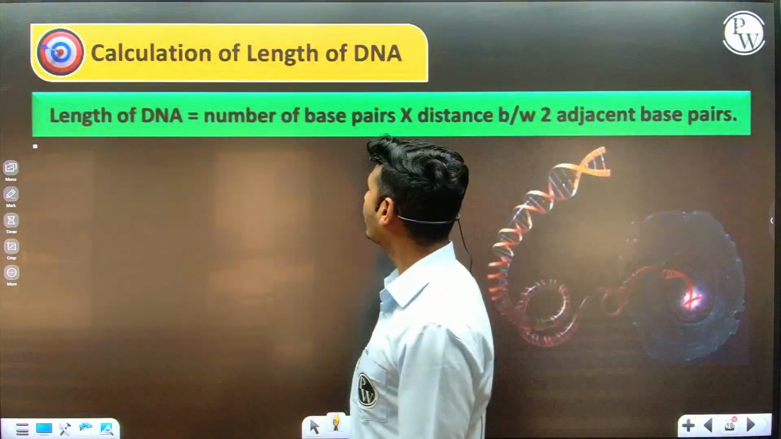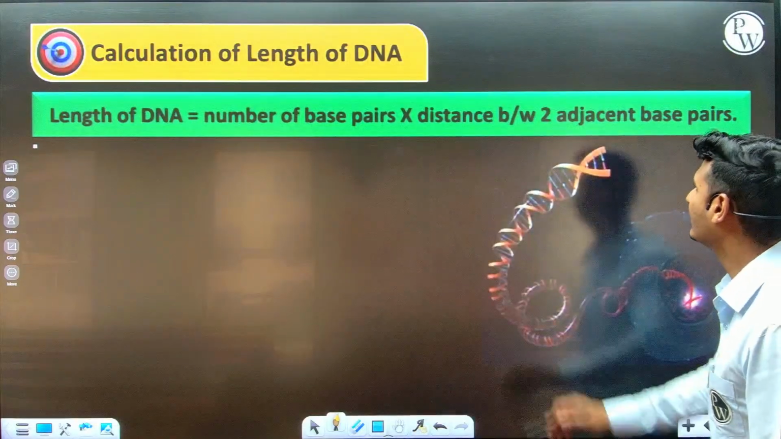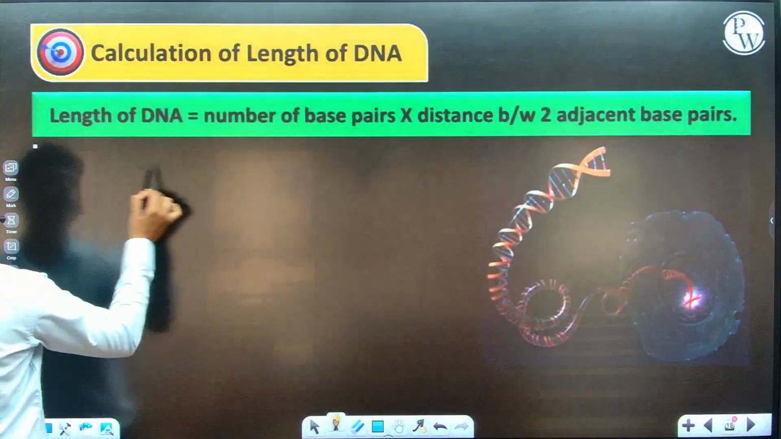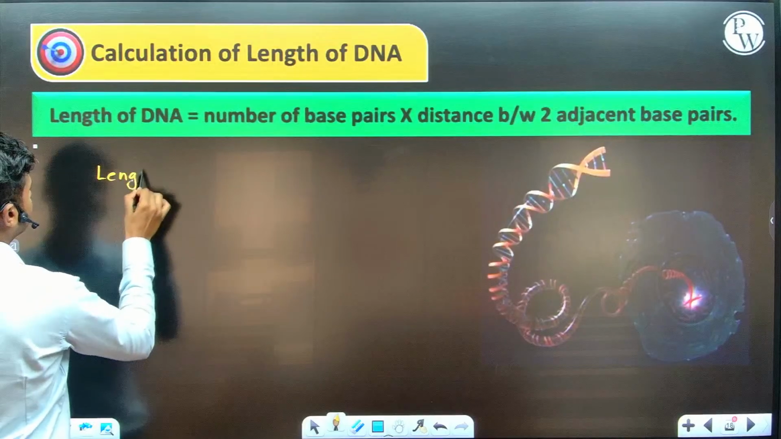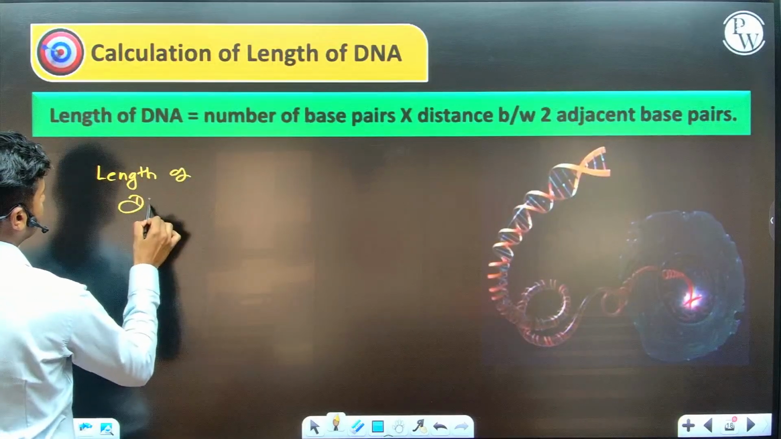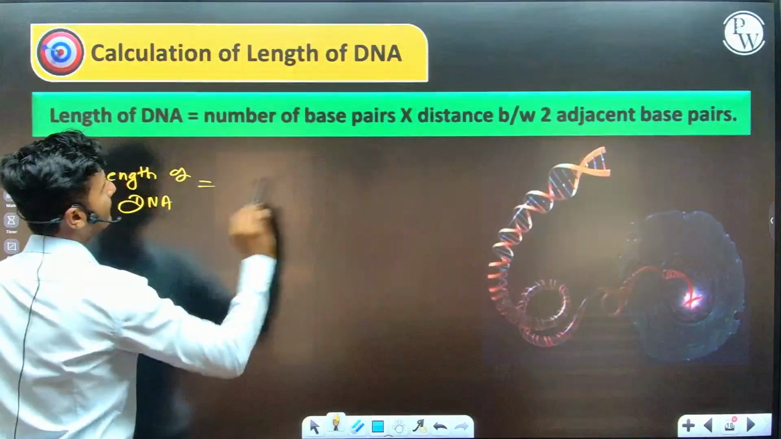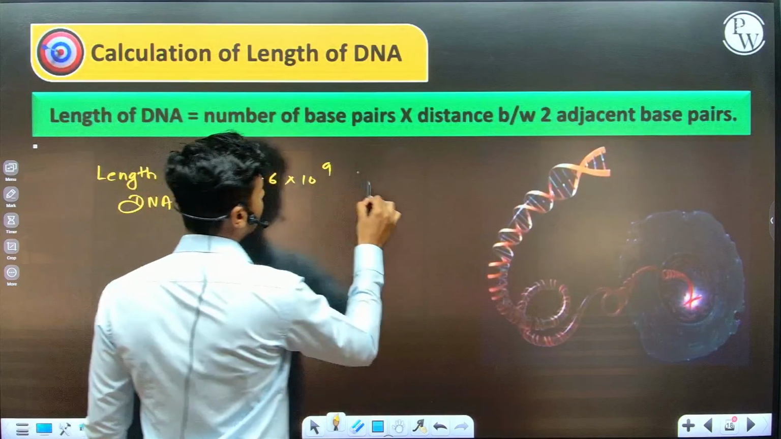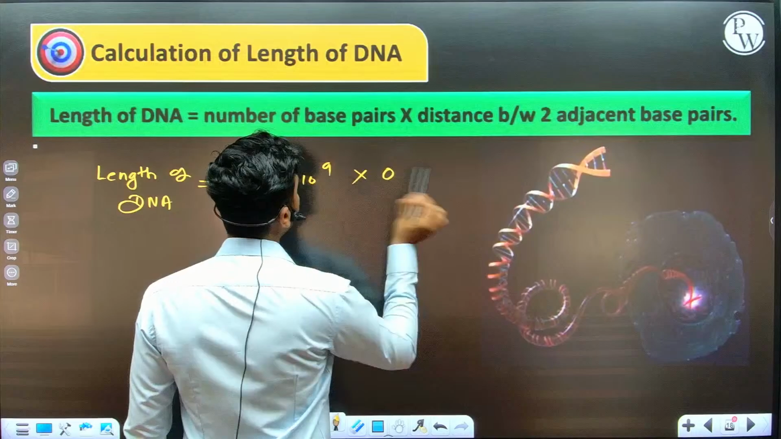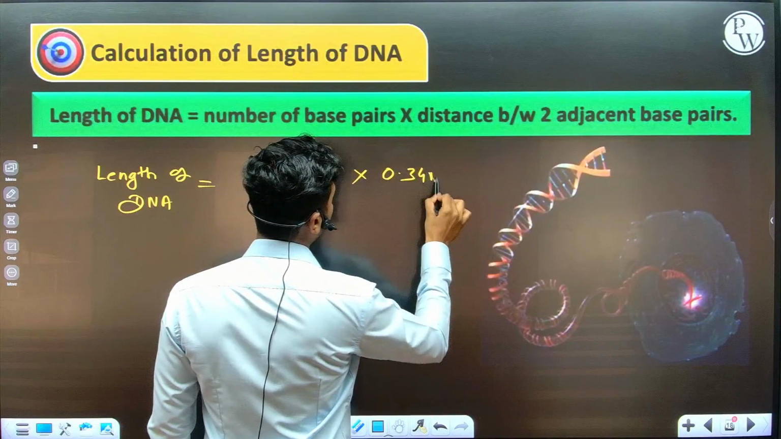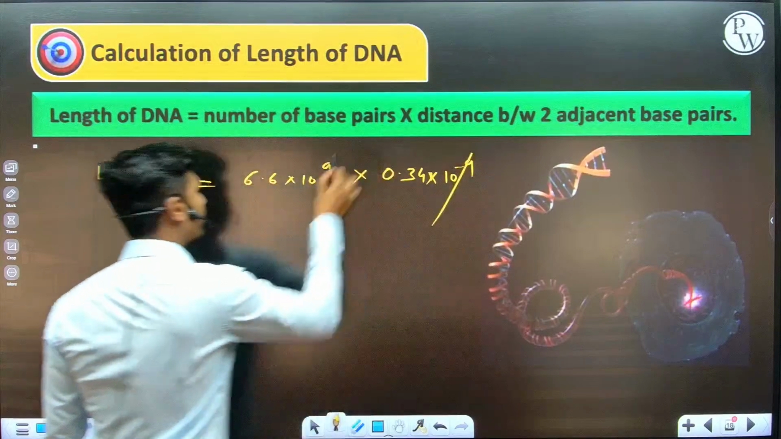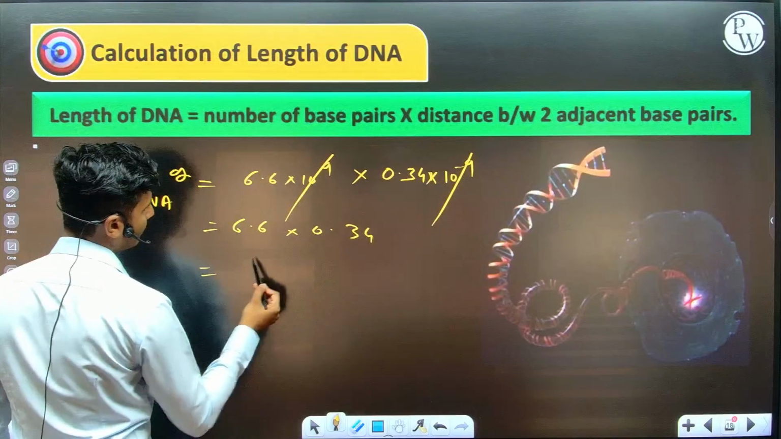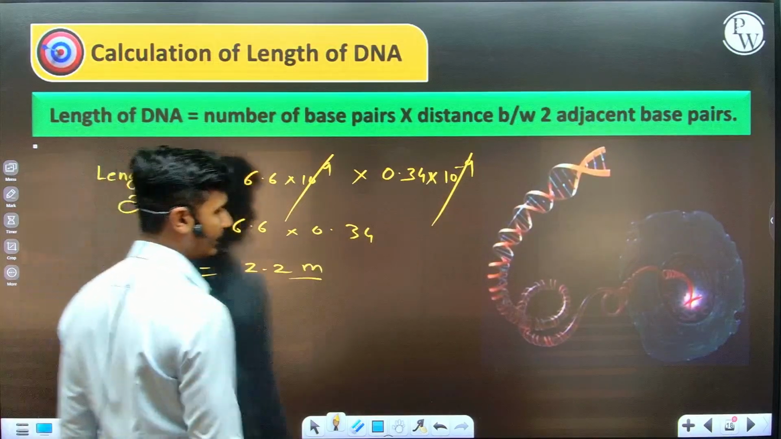Now length of DNA is equal to number of base pair into distance between two consecutive base pair. Just before some time we discussed it. So diploid have 6.6 into 10 raised to the power 9 into distance between two consecutive base pair, which is 0.34 nanometer, means 10 raised to the power minus 9 meter. Cancel. 6.6 into 0.34 equal to 2.2 meter. We already calculated that.